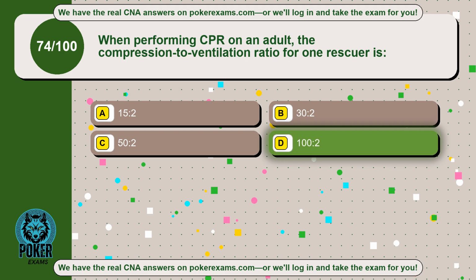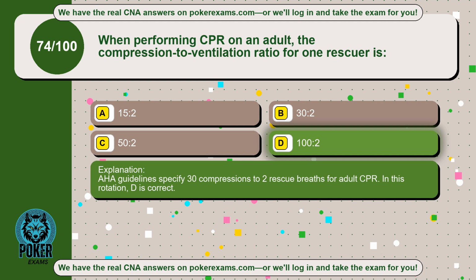The correct answer is Option D, 100:2. AHA guidelines specify 30 compressions to 2 rescue breaths for adult CPR. In this rotation, D is correct.